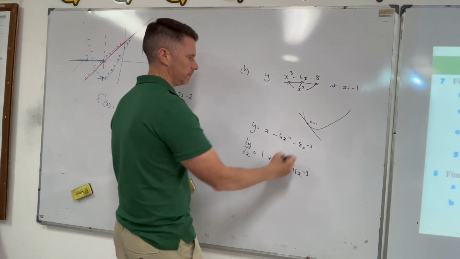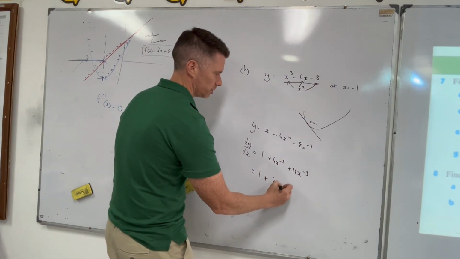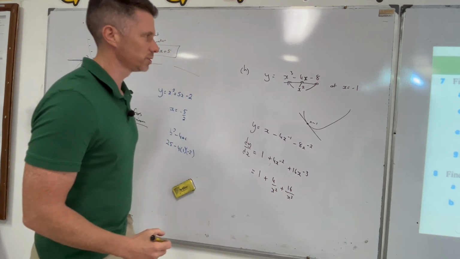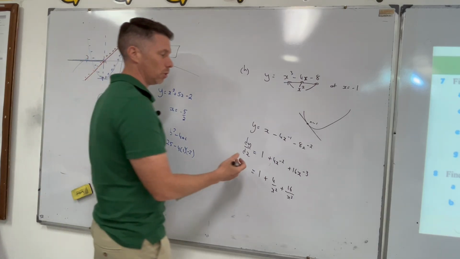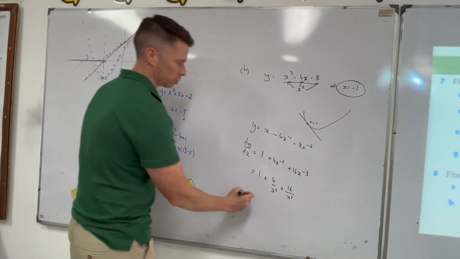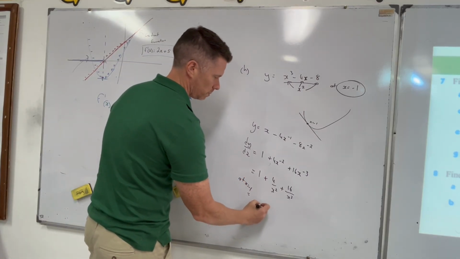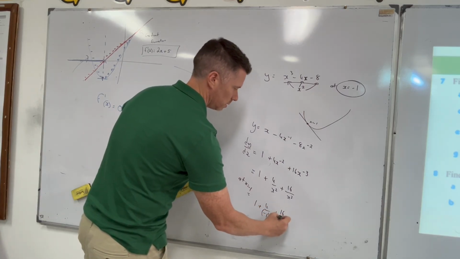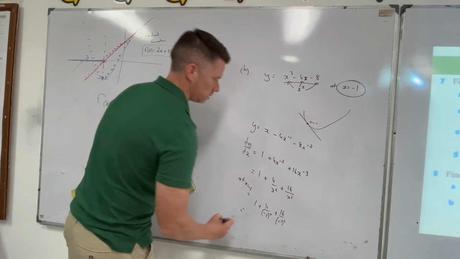So multiplying down. I like to then write it like this because it's much easier to substitute in when it's written like this. What am I substituting in? Negative 1. So this will give me all the gradients, but I only want the gradient at negative 1. So I sub in negative 1: 1 plus 4 over negative 1 squared plus 16 over negative 1 cubed. What's my answer?